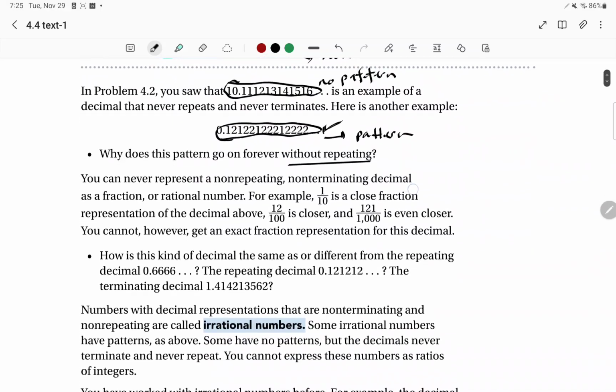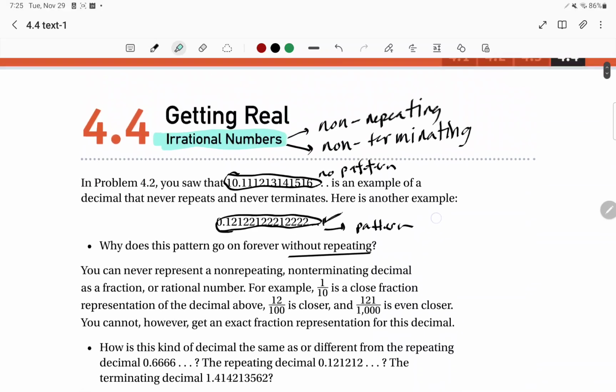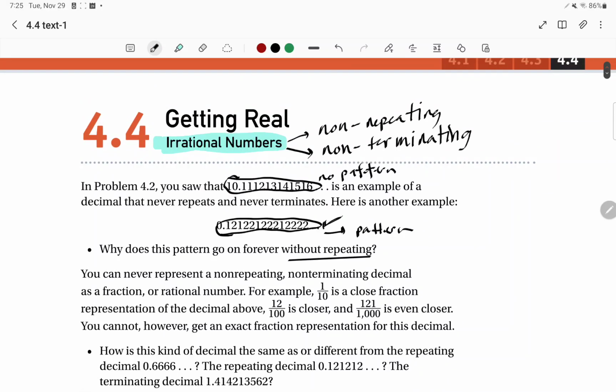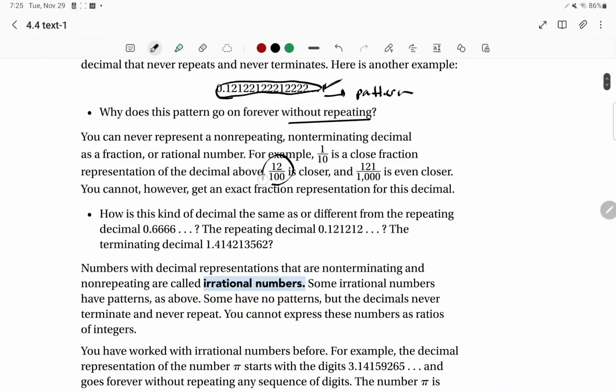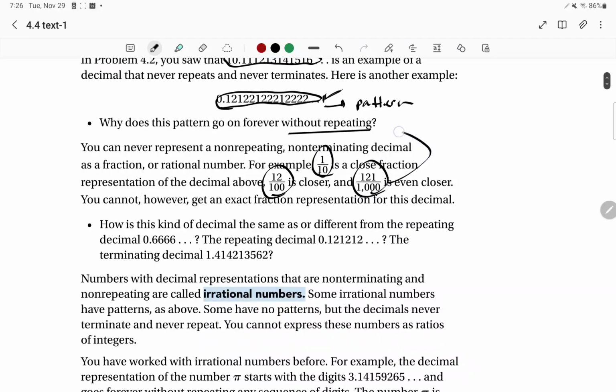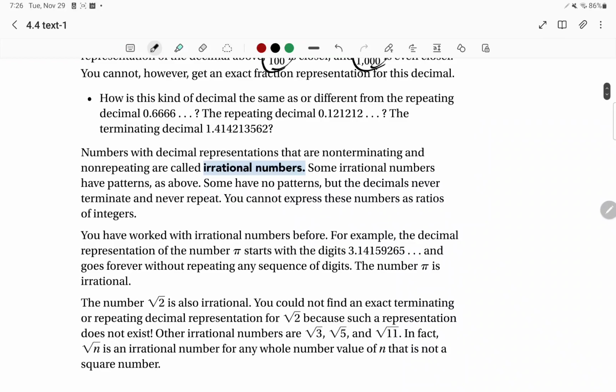And because they're irrational numbers, they can never be written as a fraction. That's really important. Irrational numbers can never be written as a fraction. So remember that. All of these down here are not irrational numbers, but they are very close approximations to that irrational number there. Okay, so those are the irrational numbers that we've been talking about.